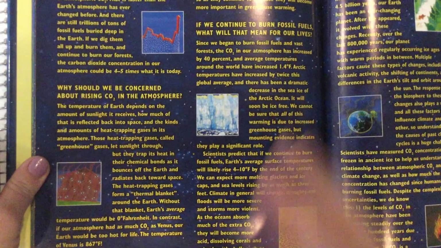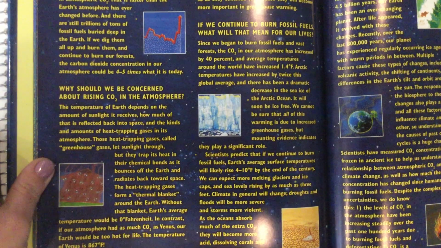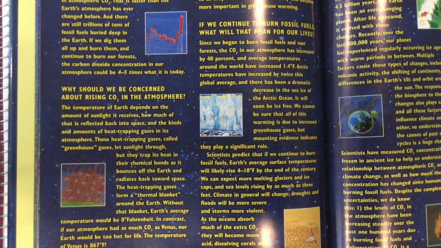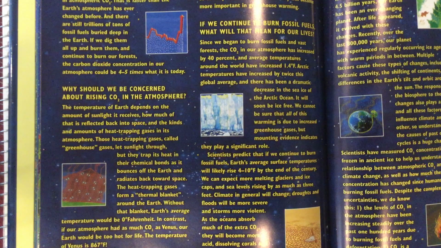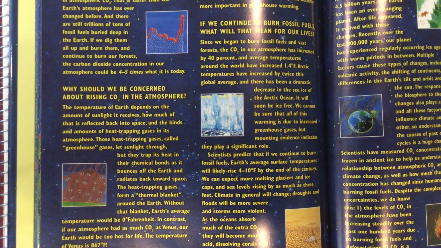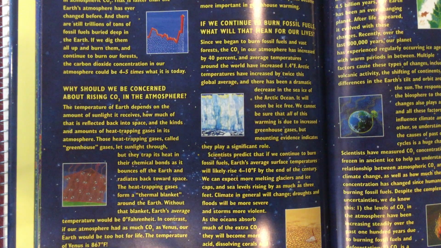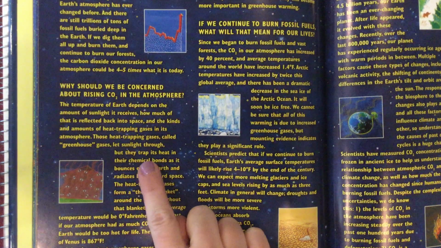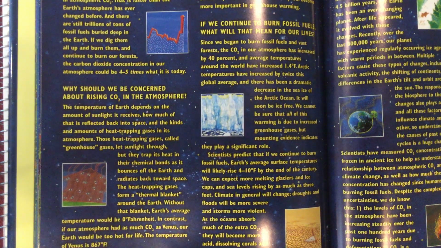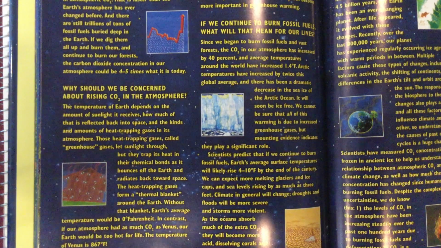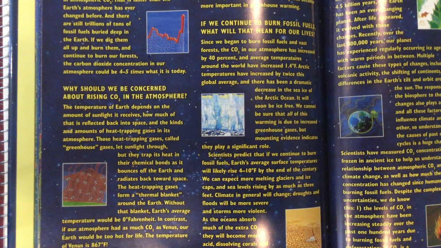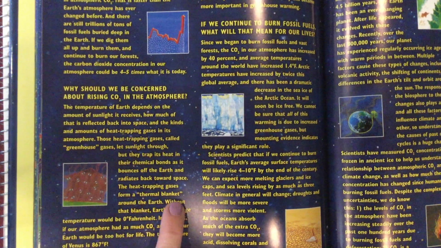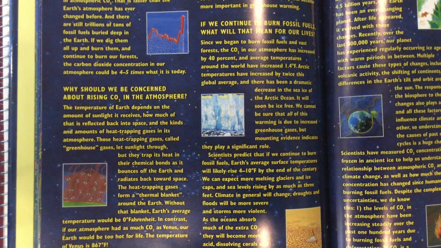Why should we be concerned about the rising CO2 in the atmosphere? The temperature of Earth depends on the amount of sunlight it receives, how much of that is reflected back into space, and the kinds and amounts of heat-trapping gases in its atmosphere. Those heat-trapping gases, called greenhouse gases, let sunlight through, but they trap its heat in their chemical bonds as it bounces off the Earth and radiates back towards space. The heat-trapping gases form a thermal blanket around the Earth.